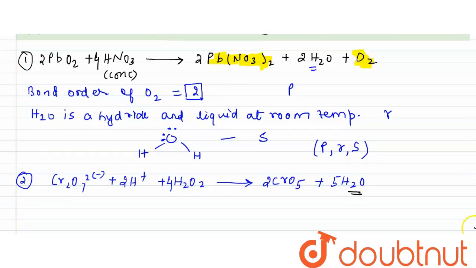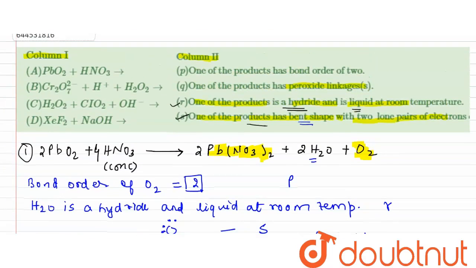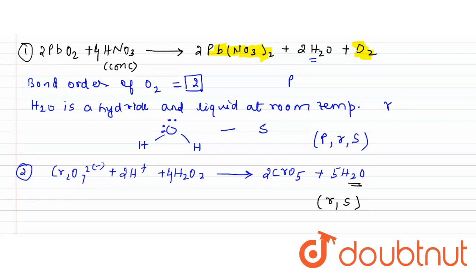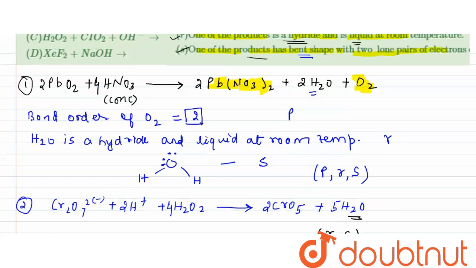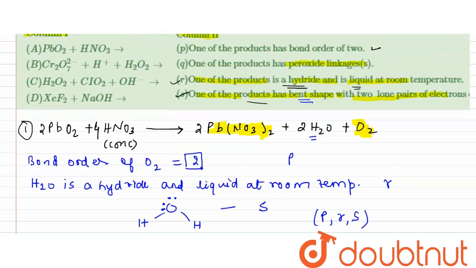So you can easily write down by saying that R and S is true in this. Now let's see what about P and Q. One of the product has bond order of 2? No, none of the product here has bond order 2. Now very important to remember, one of the product has peroxide linkage or linkages.